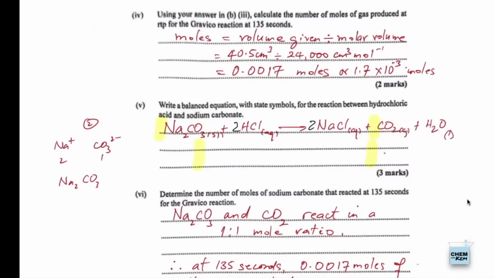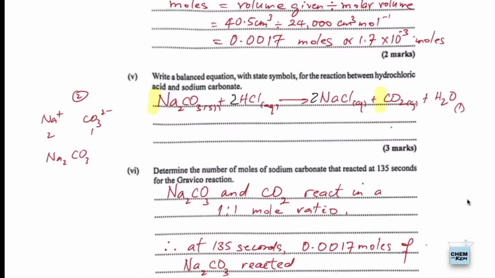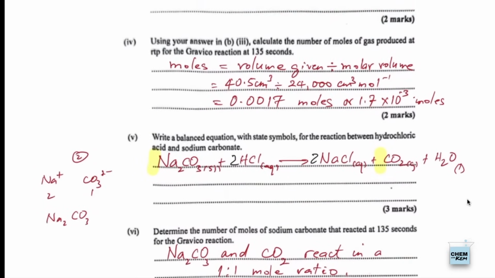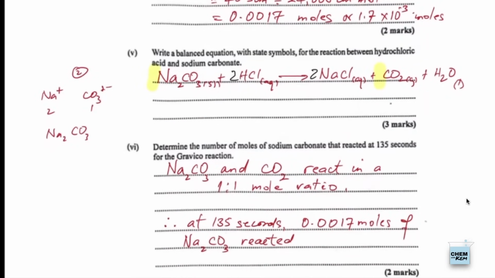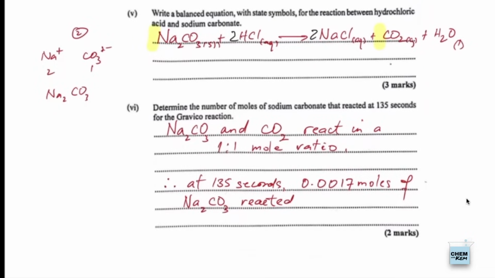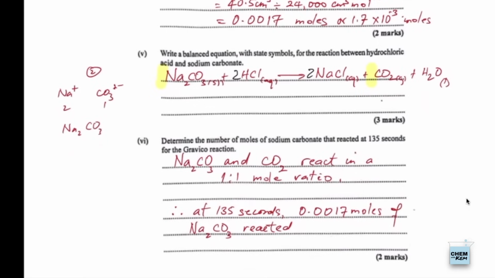So basically, what this means is that the same number of moles of carbon dioxide produced at 135 seconds, which is our 0.0017 moles, is the same number of moles of the sodium carbonate that reacted, because they react in a 1-to-1 mole ratio. So once we state that, we will get our marks. And we move on to the next part of the question.